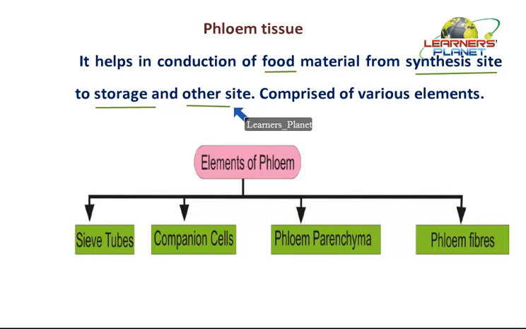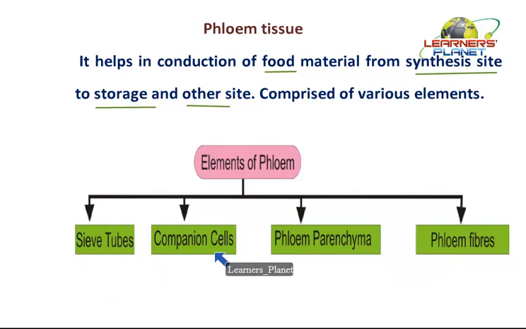Now, the phloem tissue, we are saying it is a complex tissue. That means it is made up of different types of cells. Although they have the same origin, they have some differences in their structure and the basic mechanism of how they support conduction. So depending upon these, they are made up of various elements. Let us study each one by one. So these elements are sieve tubes, companion cells, phloem parenchyma, and the phloem fibres.